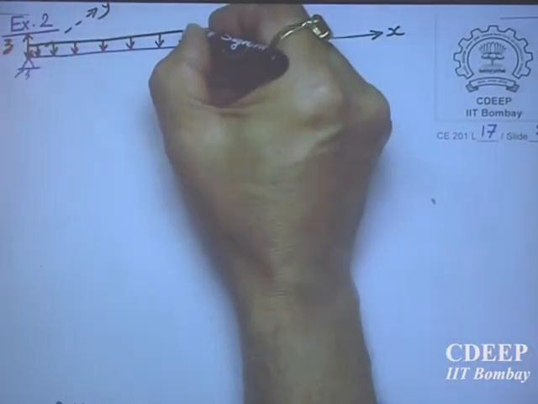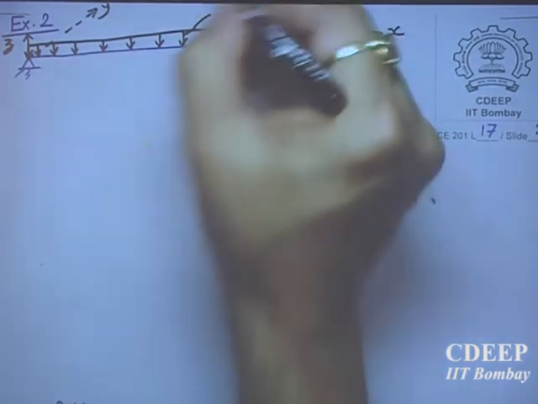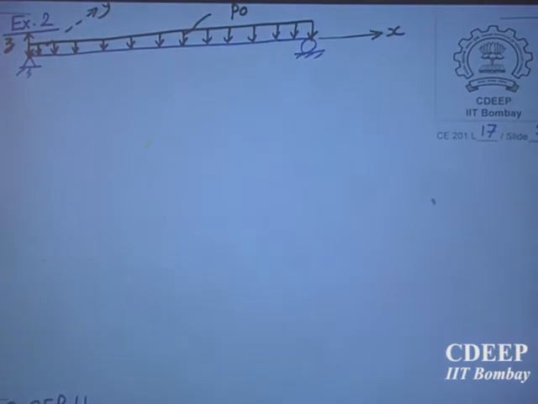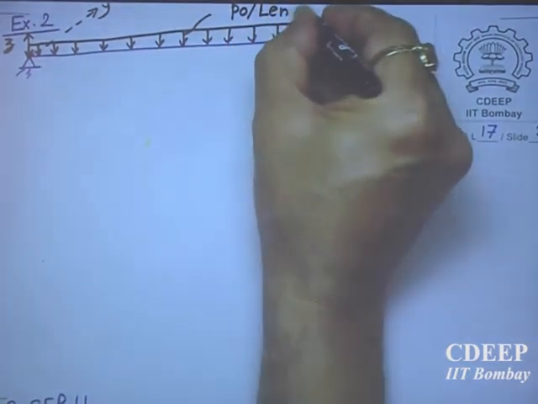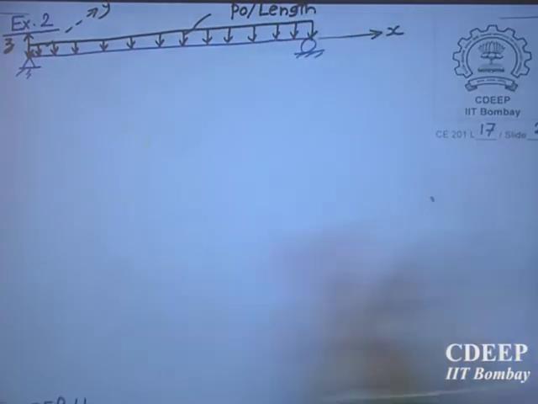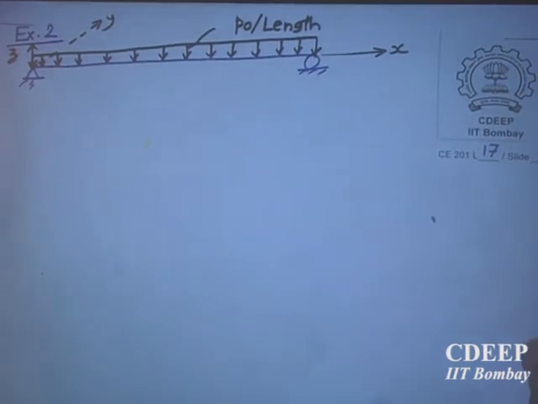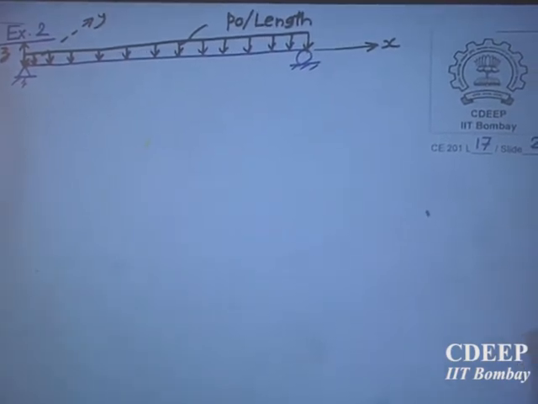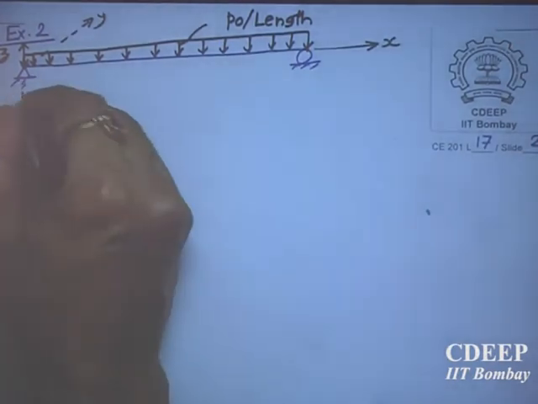Yes, and this value is P naught. P naught is the intensity of the load per unit length. Are you able to see? I think I have taken the figure too much outside the boundary. P naught per unit length. This length is L.